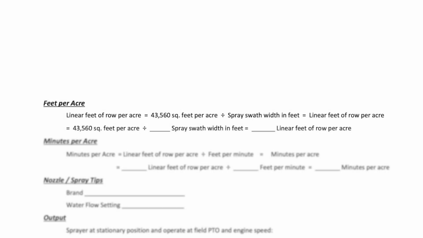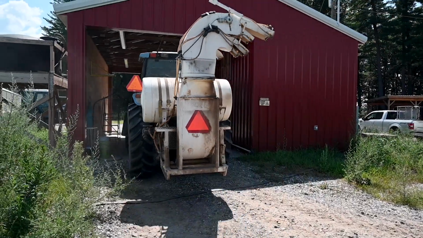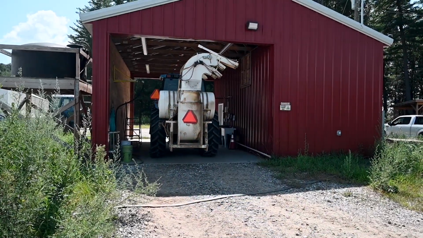We know that there are 43,560 square feet in an acre. By dividing that number by the 26.7 feet of width in each row, we find that there is 1,631 linear feet per acre. Now, we'll divide the linear foot measurement of 1,631 by the speed at which our equipment has been measured to travel, which is 275 feet per minute, and we find that it takes 5.9 minutes to cover each acre. Now we know how long it will take to completely apply product to the coverage area.